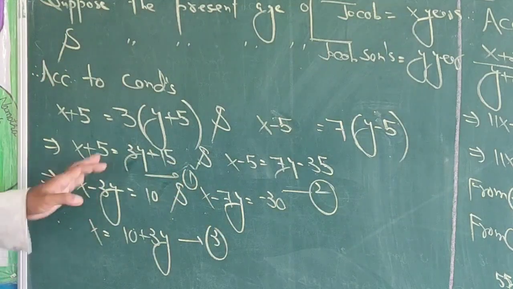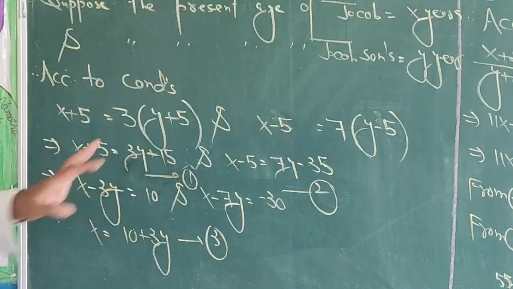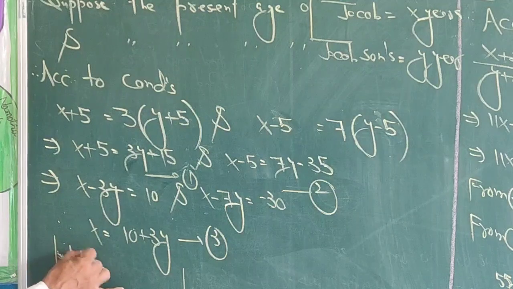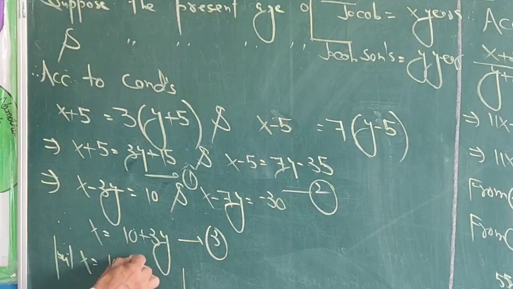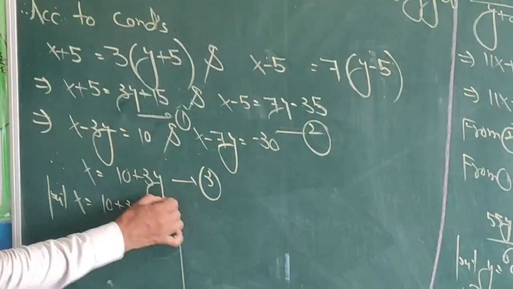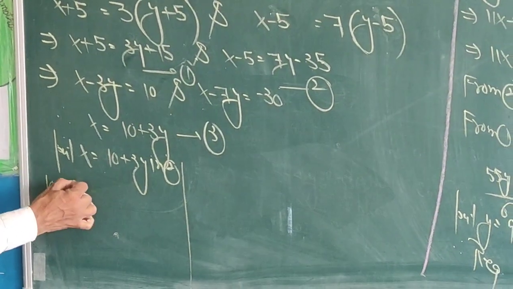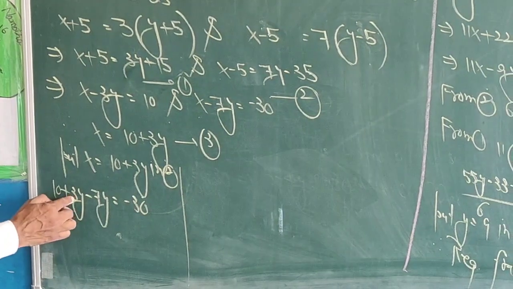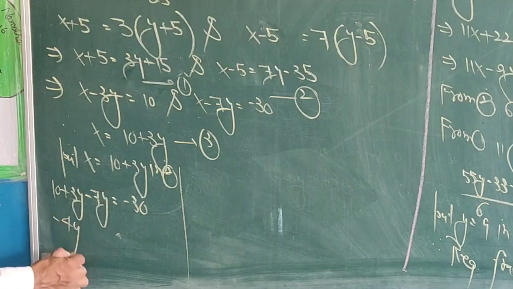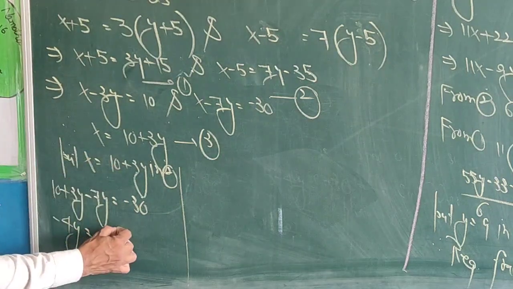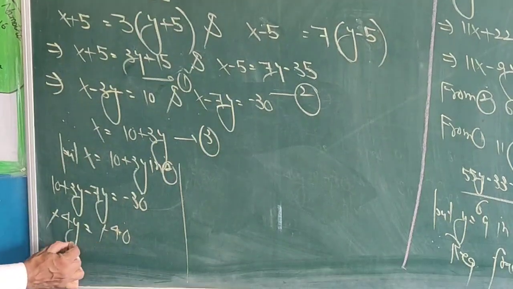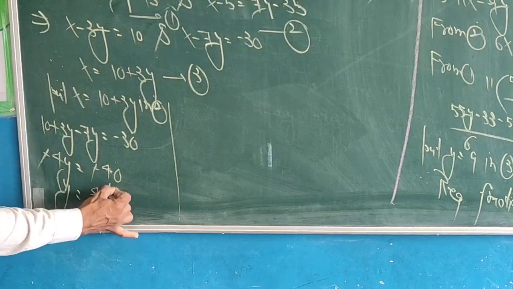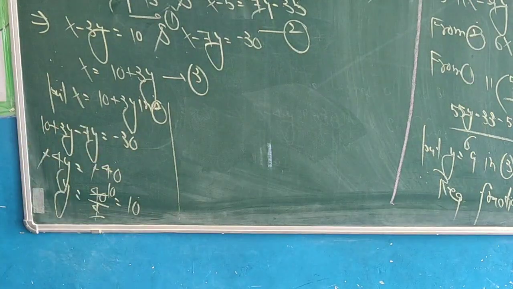Now we put x in equation number 2. Therefore, put x equal to 10 plus 3y in equation number 2. So 10 plus 3y minus 7y is equal to minus 30. Therefore 3y minus 7y is minus 4y, equal to minus 30 minus 10, which is minus 40. Minus cancels out, and therefore y equal to 40 upon 4, which equals 10. Therefore the value of y is 10.